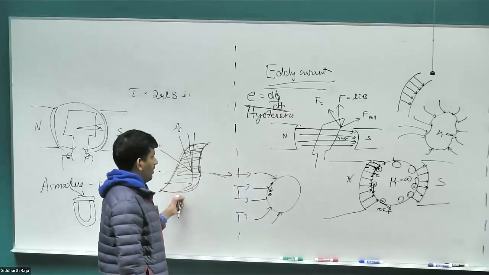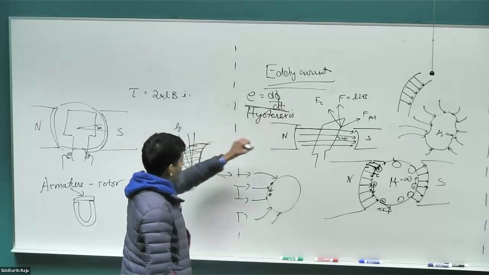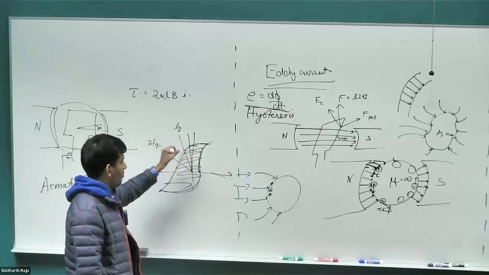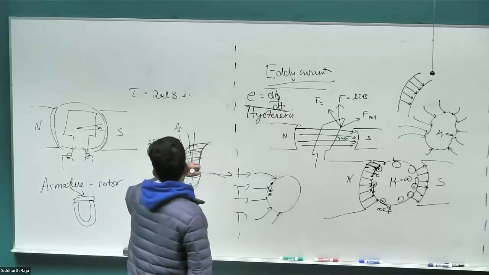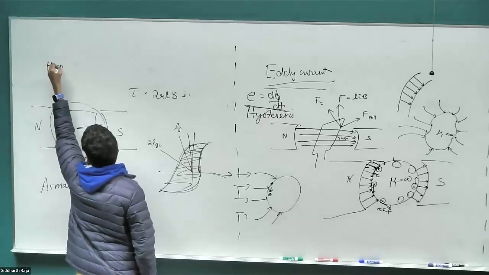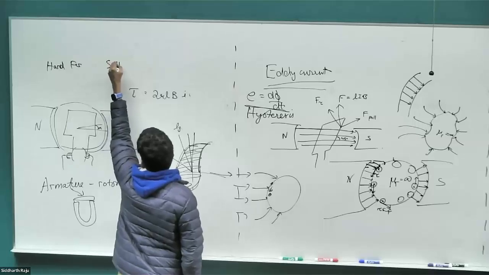This is something that we can't do anything about, except ensuring that the material we choose for our core has a very small width. That's the only way we can avoid having a huge hysteresis loss. So there are two types of materials: hard ferromagnetic material and soft ferromagnetic material.